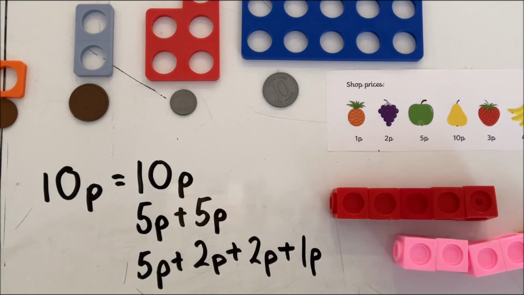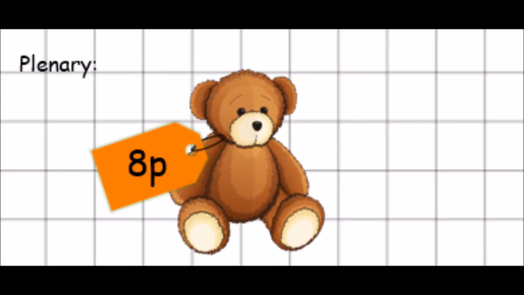Pause the video now and have a go at buying the different fruit on your worksheet. To end our learning today, at the bottom of your sheet, you can see the price of a fluffy teddy bear. How could you buy this teddy? If you want to challenge yourself, try buying the teddy using only odd coins.